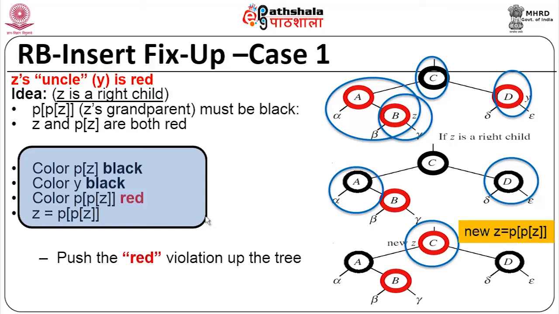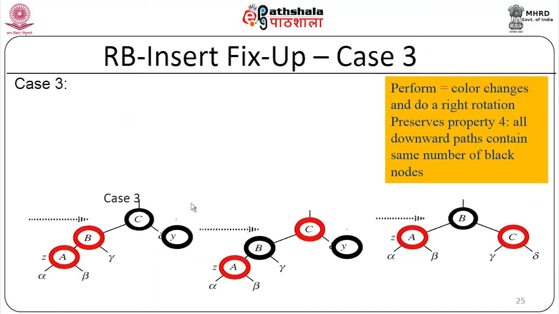So, we push the red violation up the tree, that is what we have done. We have pushed the red violation, because A and B together could not have been red. So that we have pushed up the tree and we are satisfying the red black property. The action is the same whether Z is a left or a right subtree; it does not matter.